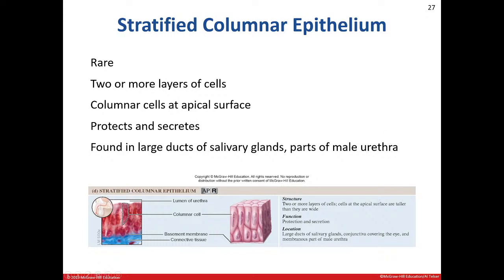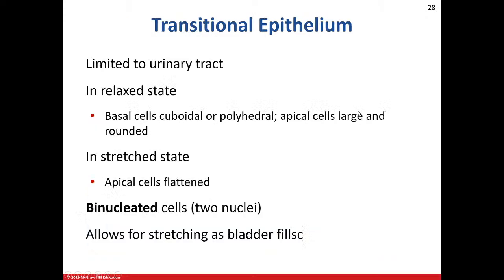Stratified columnar epithelium is rare. It has two or more layers of cells. Now, with stratified columnar epithelium, it really is usually two layers. So it protects and secretes, and you're going to find it in the large ducts of salivary glands and parts of the male urethra.